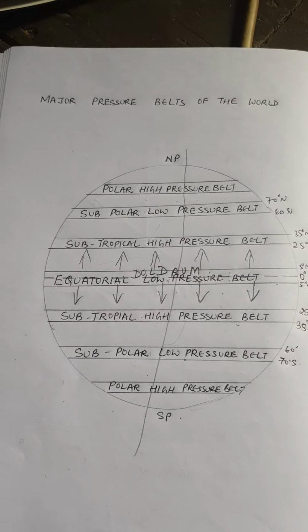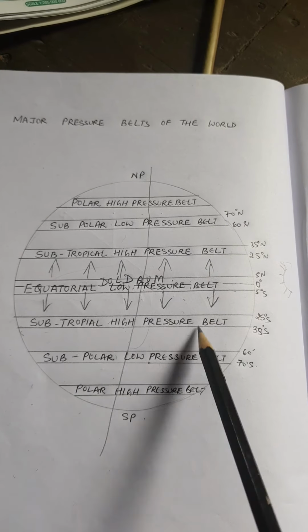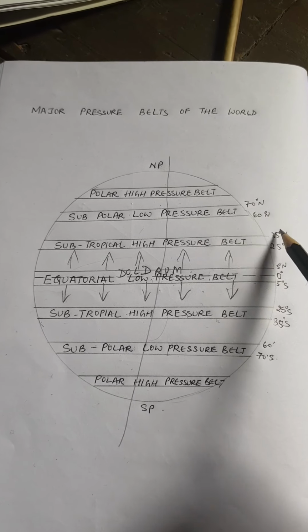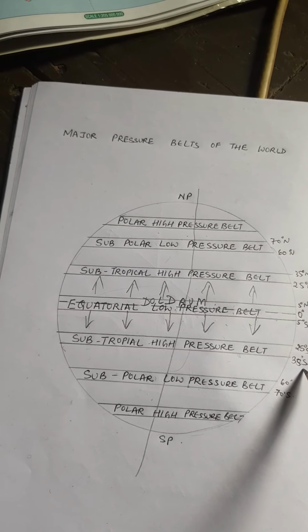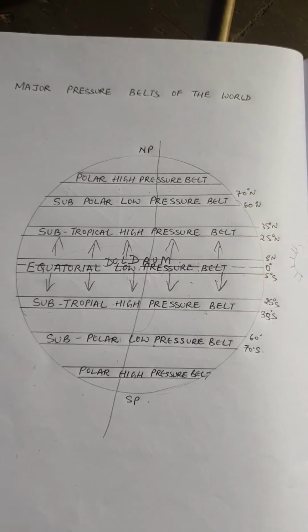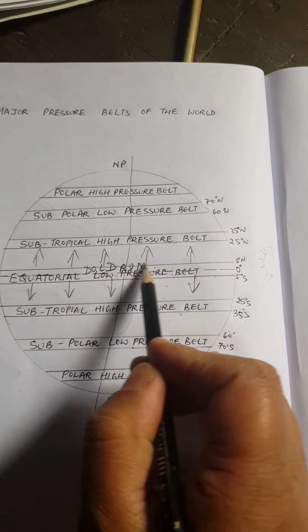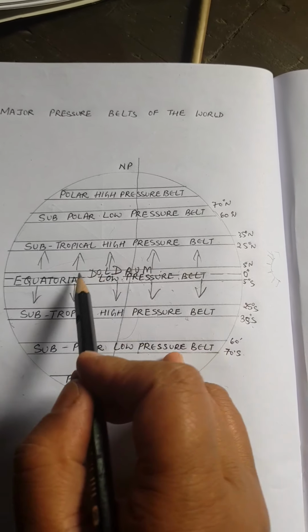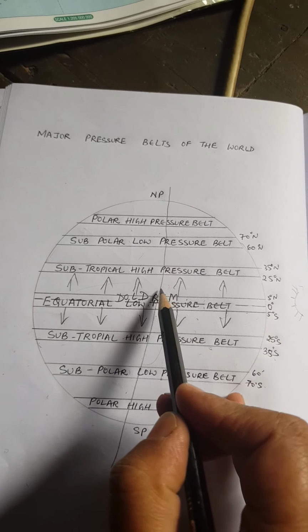Now, the second pressure belt which we are going to do is the subtropical high pressure belt. It lies between 25 degree to 35 degree north and 25 degree to 35 degree south latitudes. The air from the equator was warm, it was full of water. The warm moisture from the equator rises.